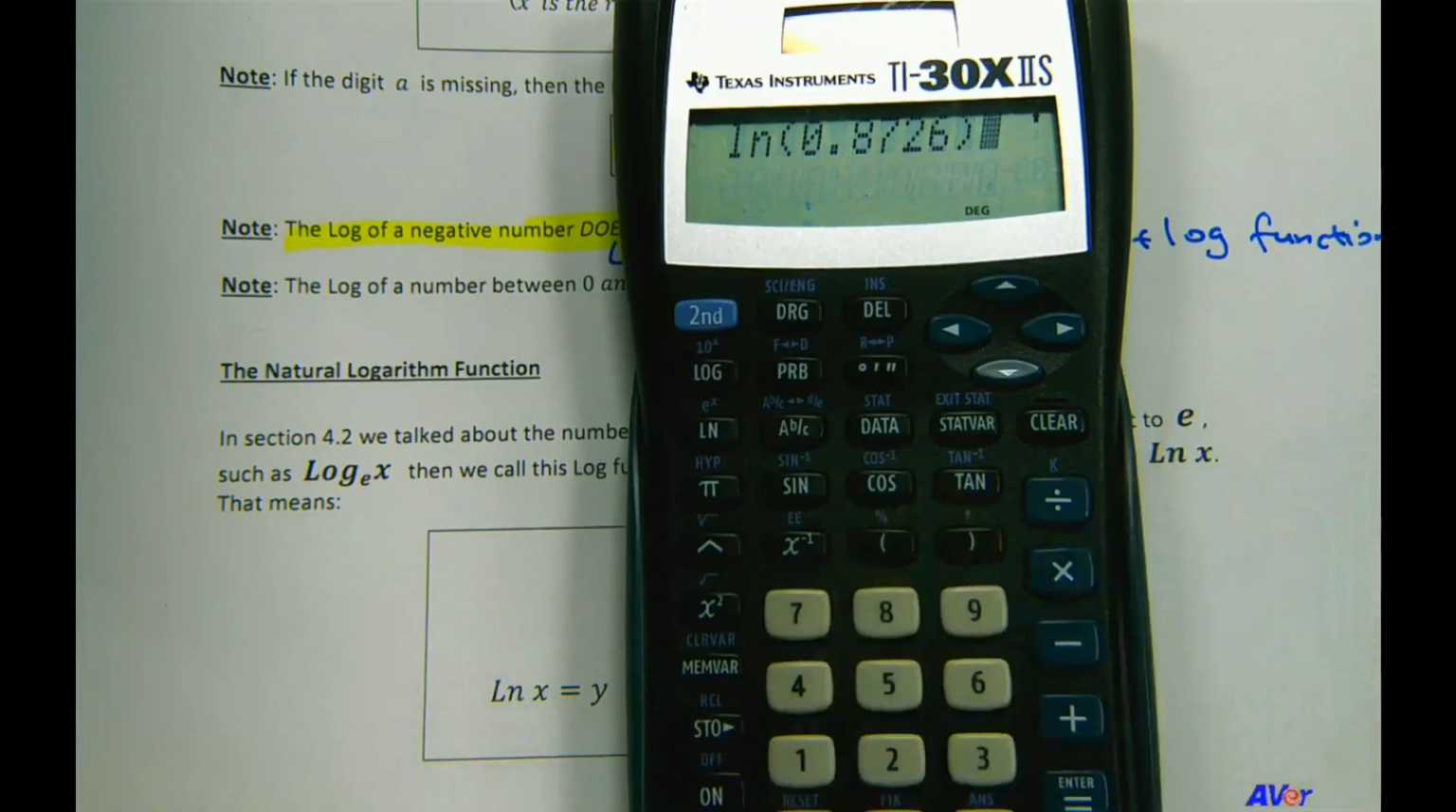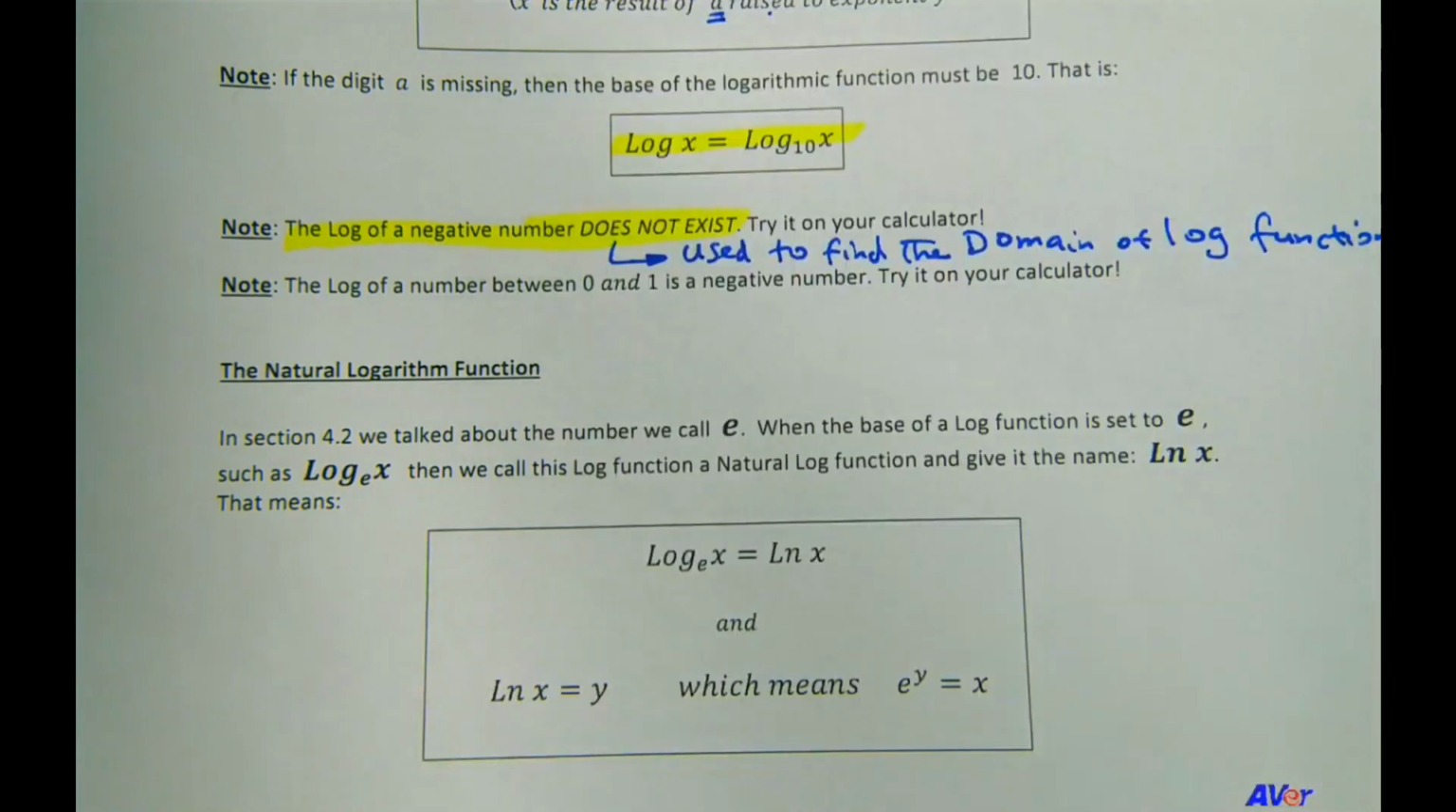0.8726, right? 0.8726 is a number between 0 and 1. There you have it. Minus 0.136278 and so on. Okay? So the log of a negative number does not exist, and we will use that to determine the domain of a log function, and the log of a number between 0 and 1 is a negative number.